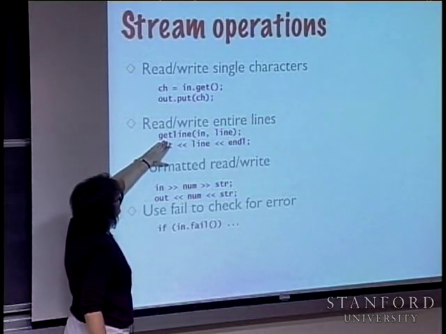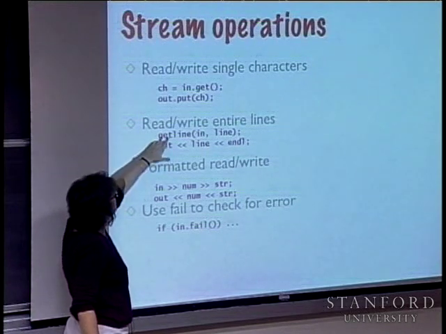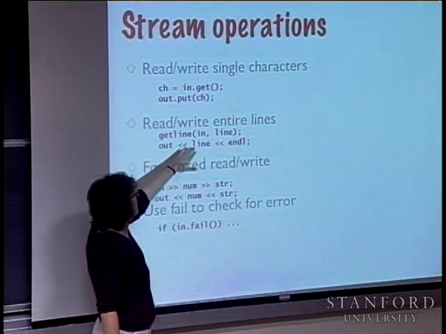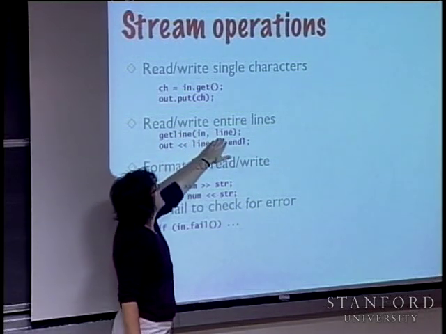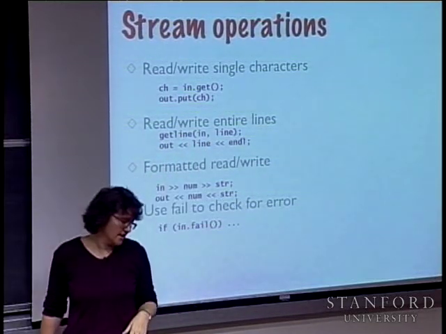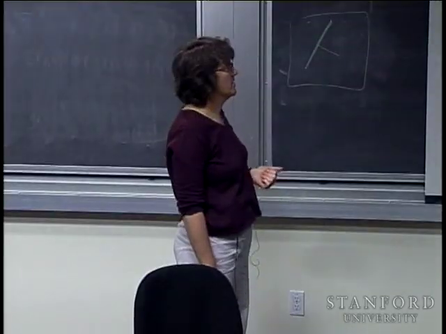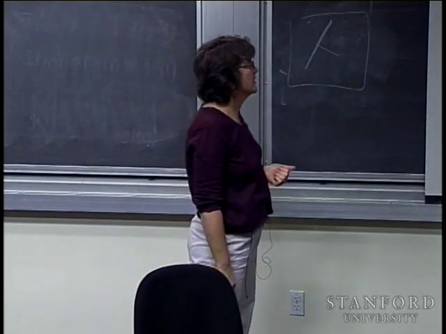GetLine is a free function. It is not a member function on the stream. It takes a stream as its first argument. It takes a string by reference as its second argument, and it fills in the line with the text of the characters from here to the next line read in the file.